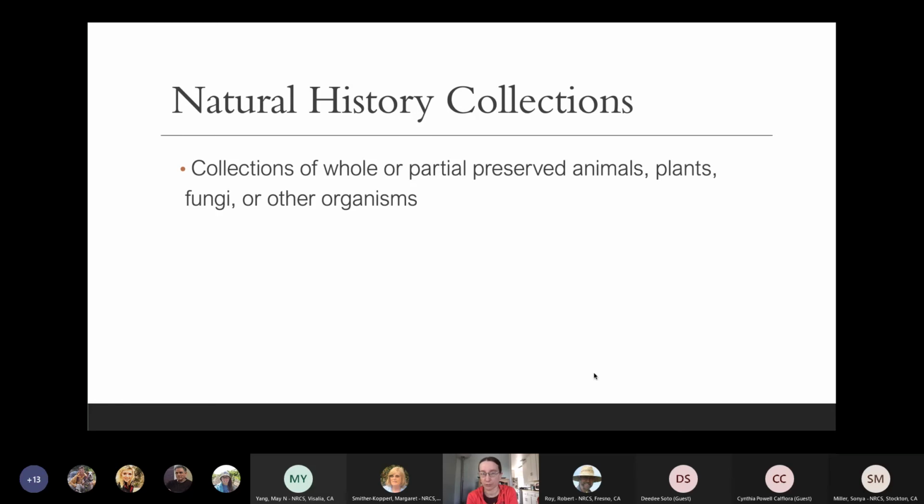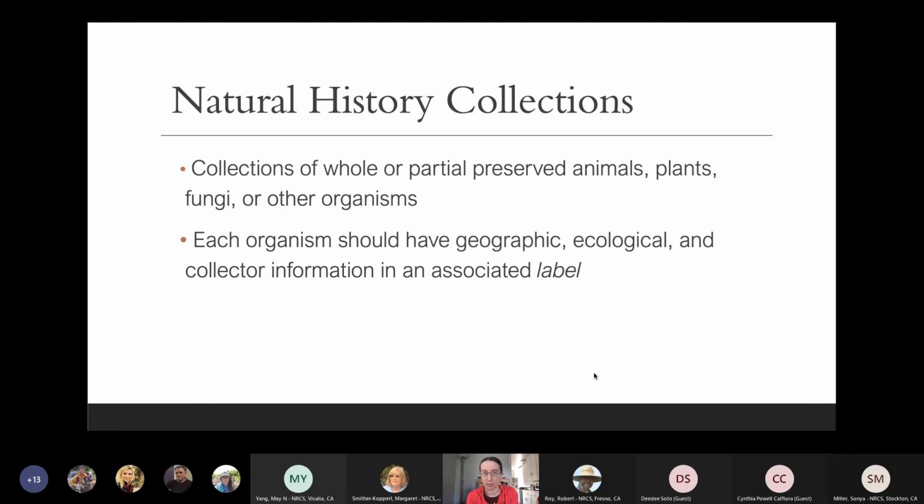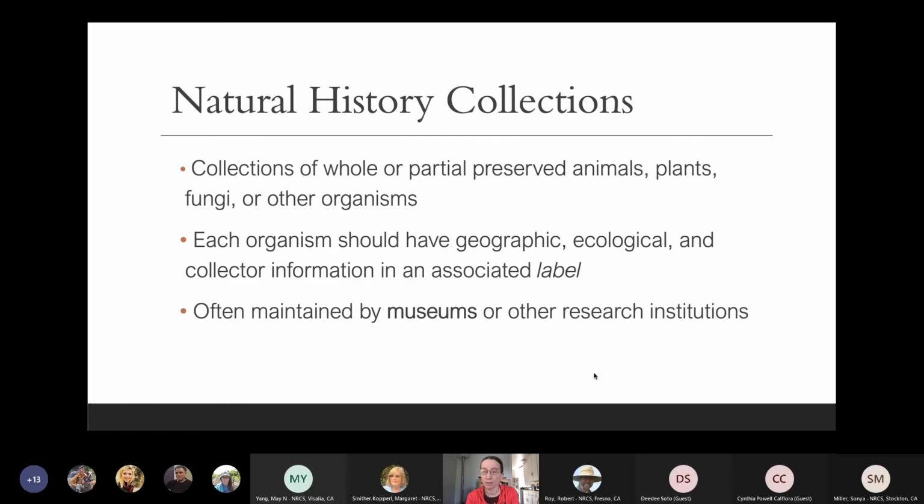That is by using natural history collections. Overall, these are collections of whole or partially preserved animals and plants and fungi. Any other organism that can be preserved is in different types of natural history collections. And each organism isn't just a single preserved organism by itself. It also has a label associated with it, and that is just about as important as the collection itself. In addition to the physical specimen, we need some geographic, ecological, and collector information, especially things like the date it was collected, to make that specimen scientifically valuable. These are often maintained by museums or other research institutions.